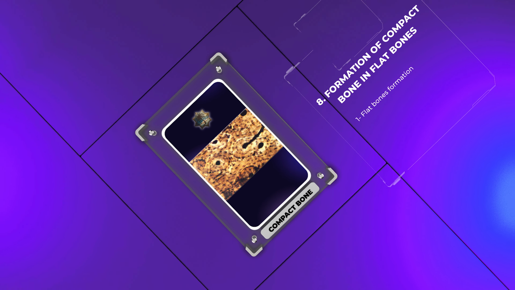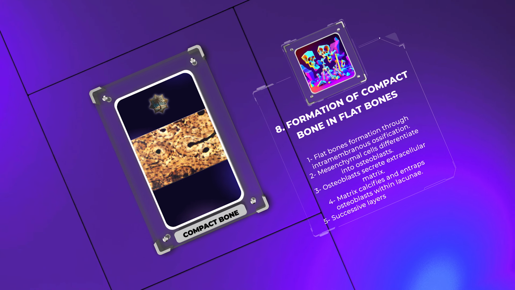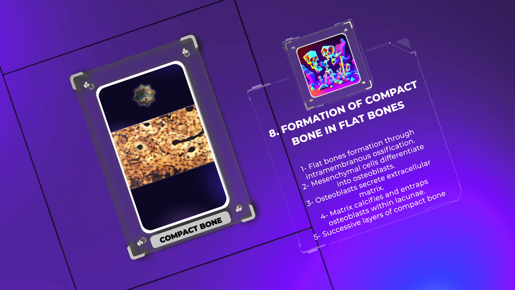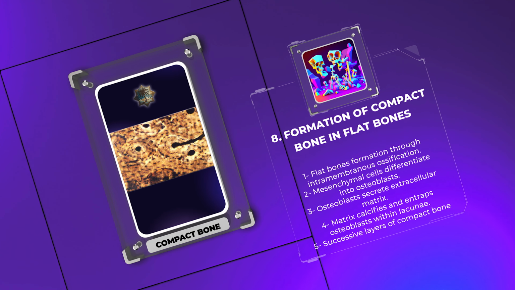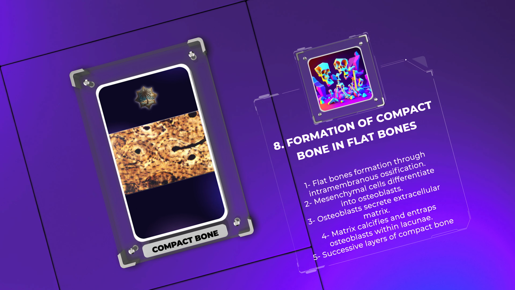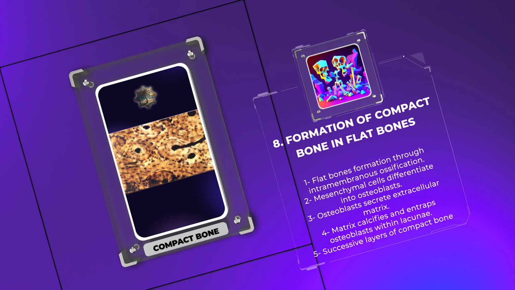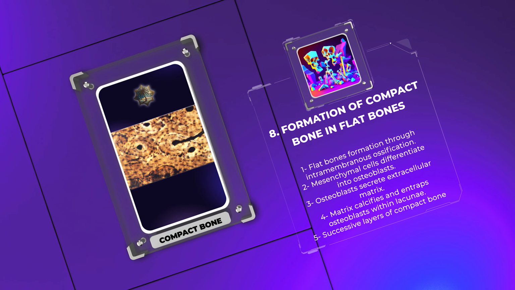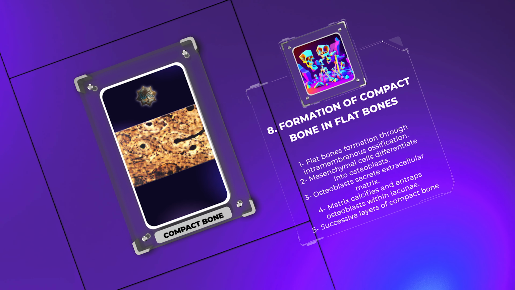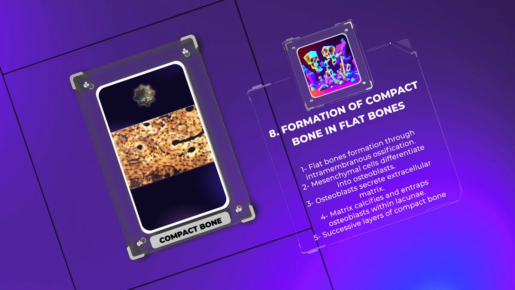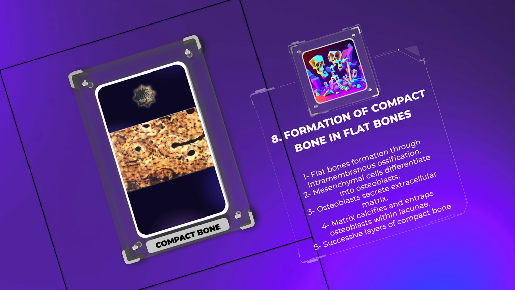Compact bone formation in flat bones, such as the skull, occurs through a process called intramembranous ossification. In this process, mesenchymal cells differentiate into osteoblasts, which begin to secrete the extracellular matrix. As the matrix calcifies, the osteoblasts become surrounded and eventually entrapped within lacunae, differentiating into mature osteocytes. The successive layers of compact bone are formed through the deposition of lamella, resulting in the characteristic organization seen under the microscope.